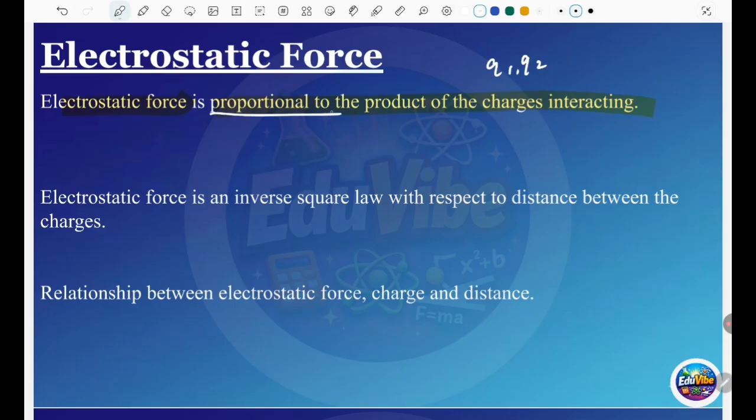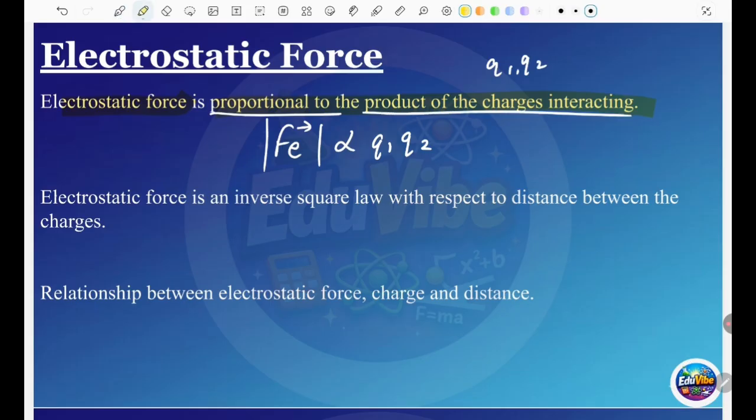They mentioned that they are proportional. So the electrostatic force is denoted by Fe, and this is a vector. It is proportional to Q1 and Q2, the product of the two charges. After that, the electrostatic force follows an inverse square law with respect to the distance between the charges. What does inverse mean? It means the reciprocal.